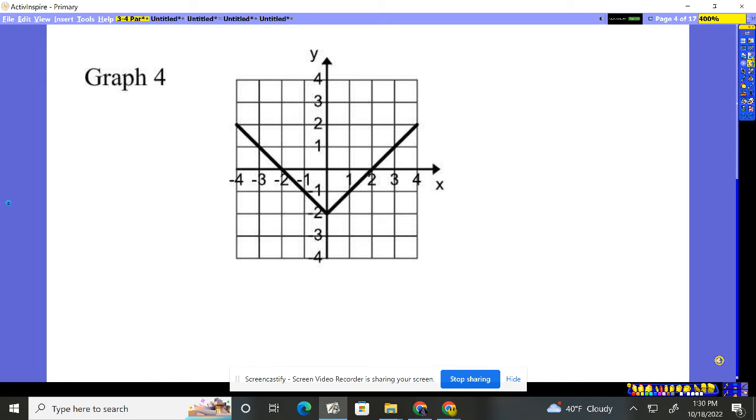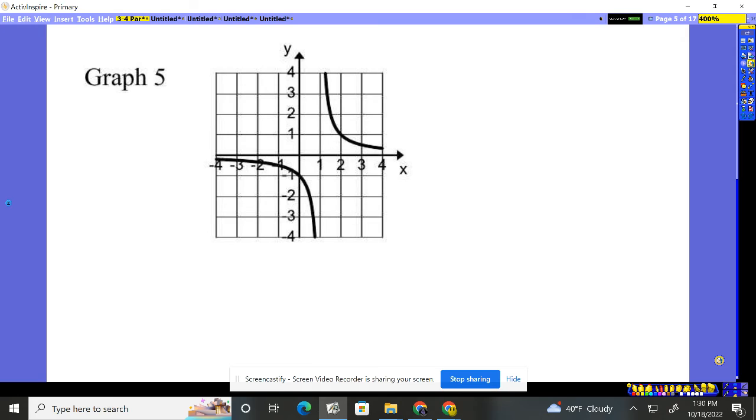Next, the V. Who's the V? He's our absolute value. So it's like doing something like that. And this guy's been moved around a little bit, but it's an absolute value. As soon as I see a V, absolute value, boom, pops in my head.